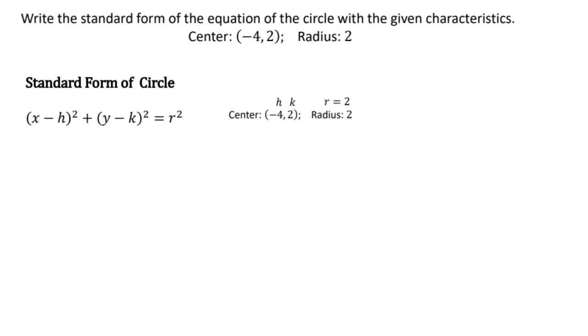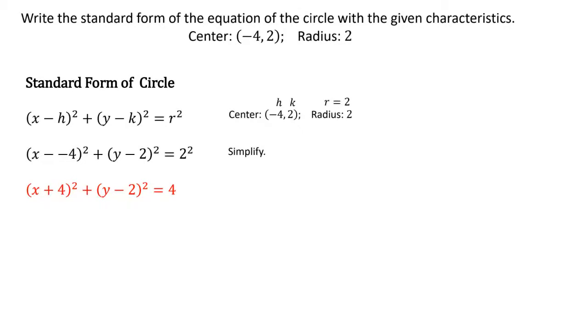Okay, so all this problem requires is just to plug in the information. They gave us the center, which is (-4, 2), and they gave me the radius, which is 2. So once I plug these in, let's go ahead and simplify. A negative with a negative is going to give me a positive, so we have (x plus 4) squared. And the positive with a negative is going to give me a negative, so we have (y minus 2) squared. And then the radius is 2, so 2 squared is 4. So that is my answer.